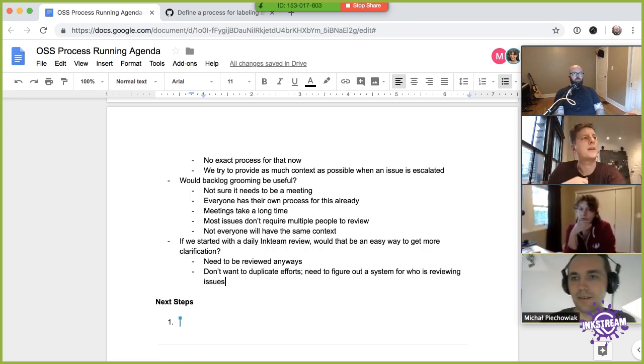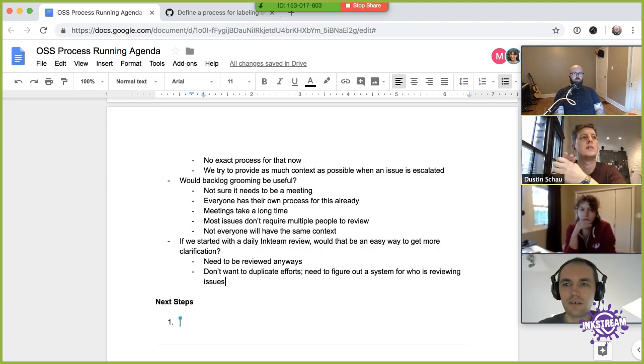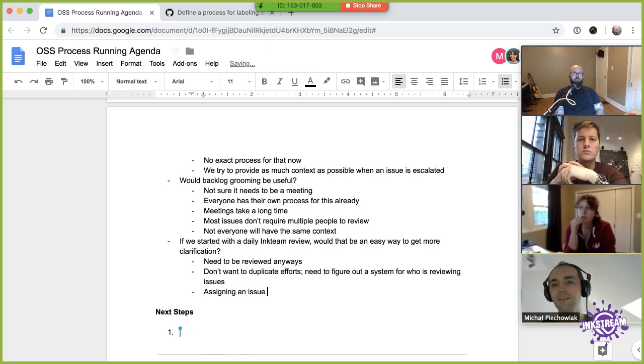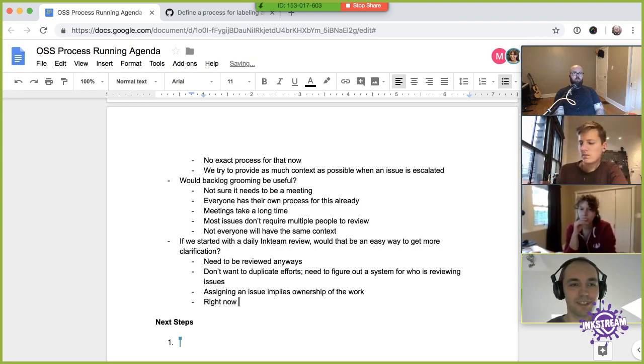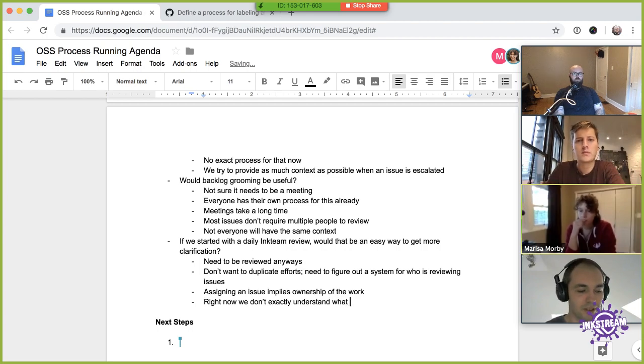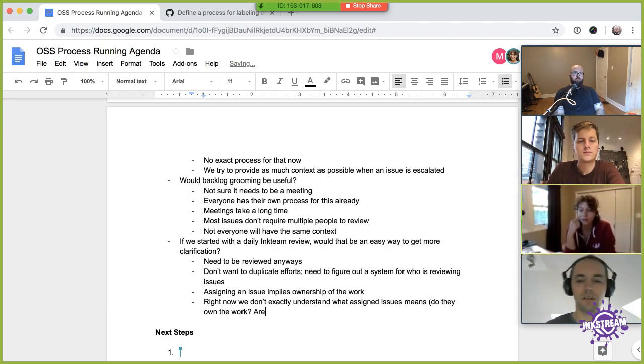So I think you mean that assigning to an issue means you're going to do it, not just look at it. Right. Is that kind of what you're saying? Yeah. It depends on our organization, because right now we don't exactly know what it means when someone is assigned to an issue. Whether the person is supposed to fix the issue, or supposed to supervise the issue. That's a very good point. Okay, yeah. So that's a definition that we probably need to talk about.